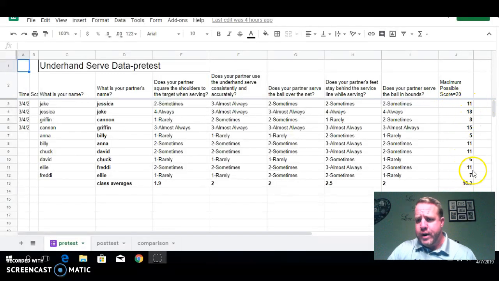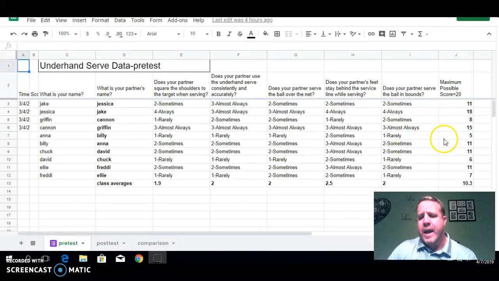If you look over here in this column to the right, that gives the total score that these peers assessed their partner. Here you see, out of a maximum possible 20, this student got 11, this student got 18. So what I'm going to do is answer a few questions here.